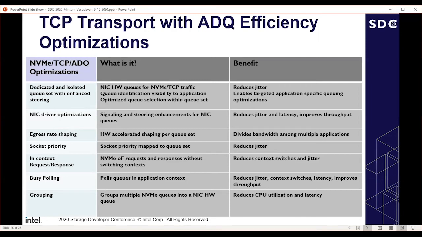Last but not the least is this notion of grouping, where you group multiple NVMe TCP queues to a single NIC hardware queue, allowing more effective sharing of NIC queues. For example, polling can then handle requests from multiple NVMe TCP queues to improve the throughput on a core without redundant context switches. And this, in effect, reduces CPU utilization and latency. So hopefully this gave you a flavor for the types of optimizations that are in play, and these optimizations are applicable both on the host and the target.